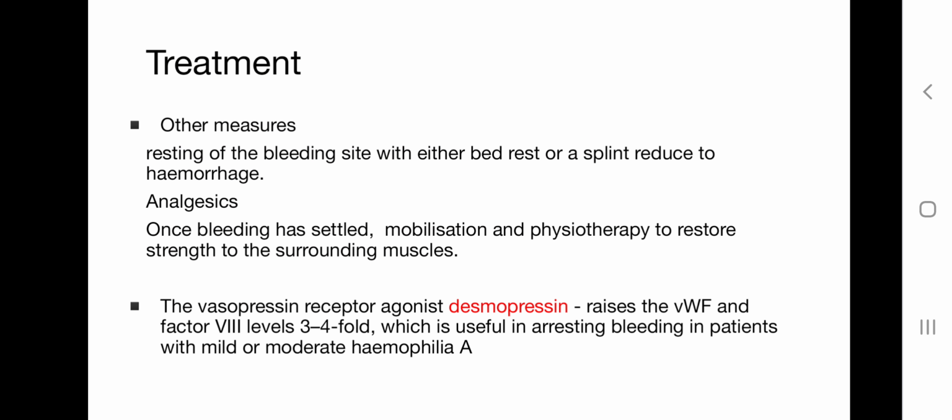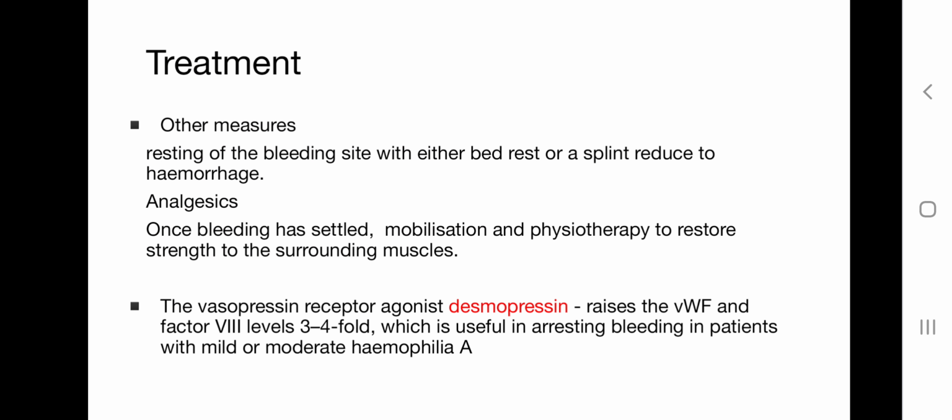Now, the other measures are also important along with supplementing factor VIII when there is a major bleed. The other measures are resting of the bleeding site, especially if joints and muscles, with either bed rest or a splint to reduce the hemorrhage. You give analgesics for pain relief because hematomas or hemarthrosis are severe and can cause severe pain because of the collection of blood in these restricted spaces.